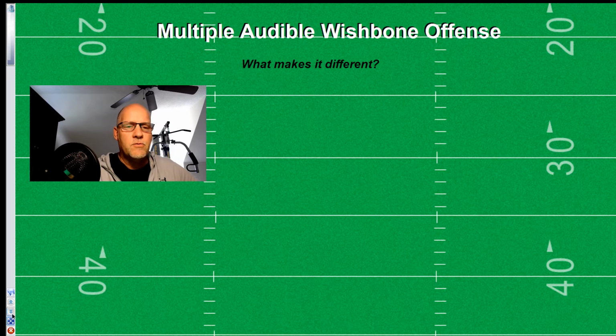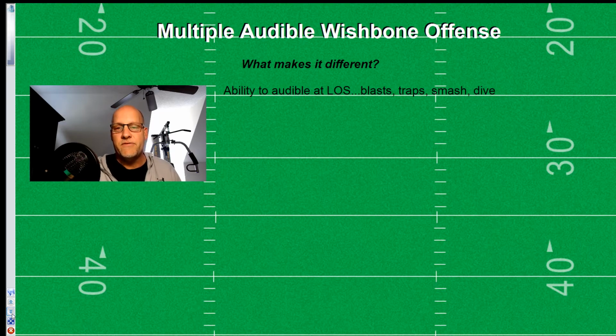The first thing we want to talk about when talking what makes it different is the ability to audible at the line of scrimmage. If I call blast, if I call trap, if I call smash, if I call dive, every one of those plays has the ability to be audibled by the quarterback. I could go into the play and actually call the specific blast in the specific direction, or I can call the direction and let the quarterback determine that, because we've taught him for an entire year how to make these audible calls.